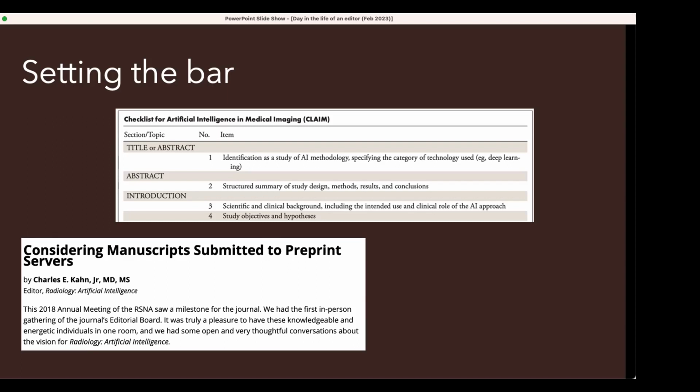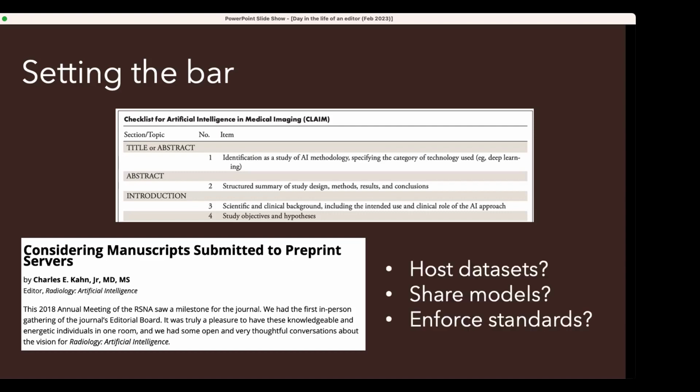Also, there are a lot of other policy things that need to be worked through. Early on, we knew that the community in the AI world likes to publish their papers on preprint servers, and that was not allowed within radiology at the time. There was a lot of push to make that available, and so our journal now allows preprints to be out there as long as they're appropriately acknowledged as part of a submission. Of course, there are a lot of ongoing discussions, like how do we host data sets, and whether we are going to archive models and make those available to enforce certain standards.